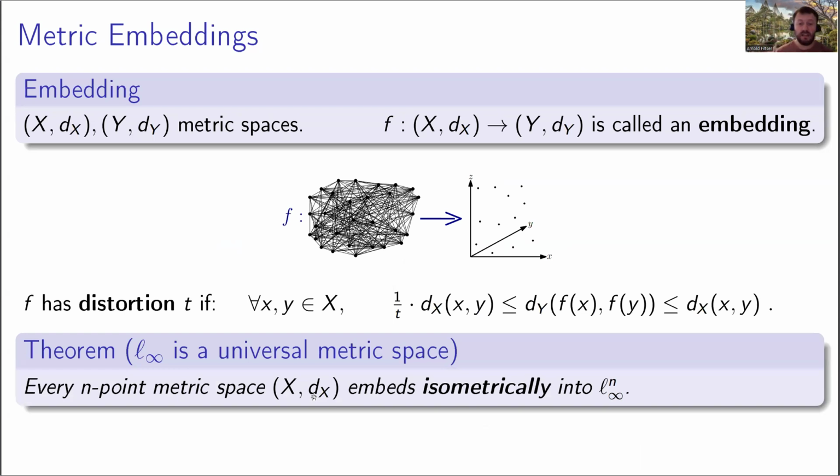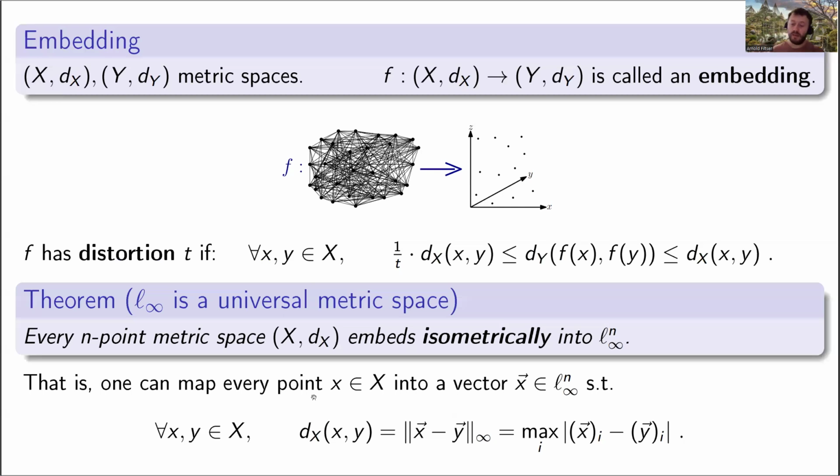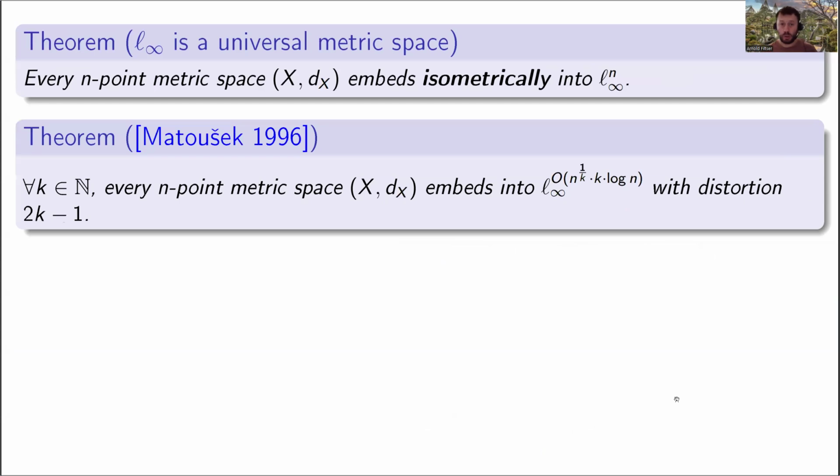In this context, L infinity is a universal metric space in the sense that any finite n-point metric space can be embedded isometrically into L infinity. That is, for every point x, you get some respective vector, and the distance between the two vectors in L infinity will be exactly the distance between the 2 points in the metric space. And note that in L infinity, the distance is simply the maximum distance in any coordinate. So this is nice because it's universal. However, the dimension is huge.